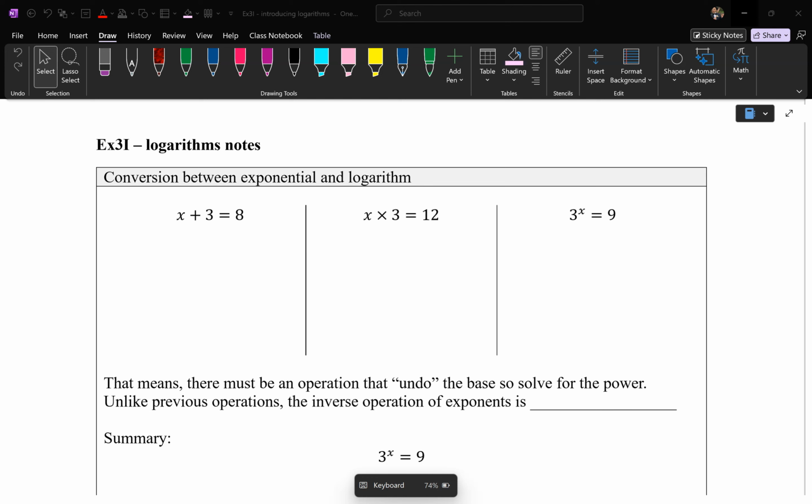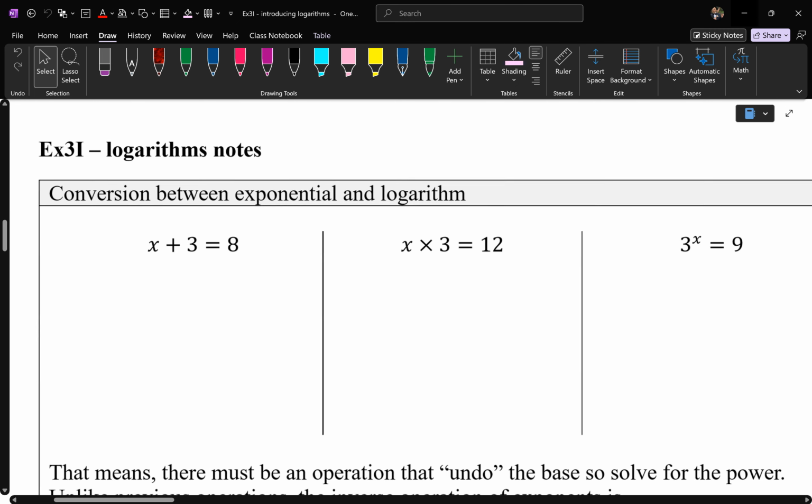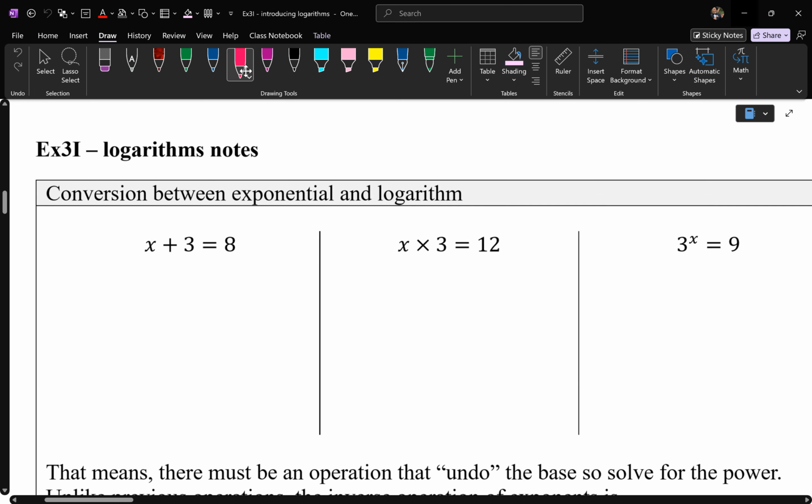Last session, I alluded to the idea that the reason exponentials and logs are hard for students to understand is that there isn't an operator. Having an operator helps you visualize what's happening. Last session, I showed you that when you add, that symbol is an operation, and that operator helps you visualize what the opposite of adding is.